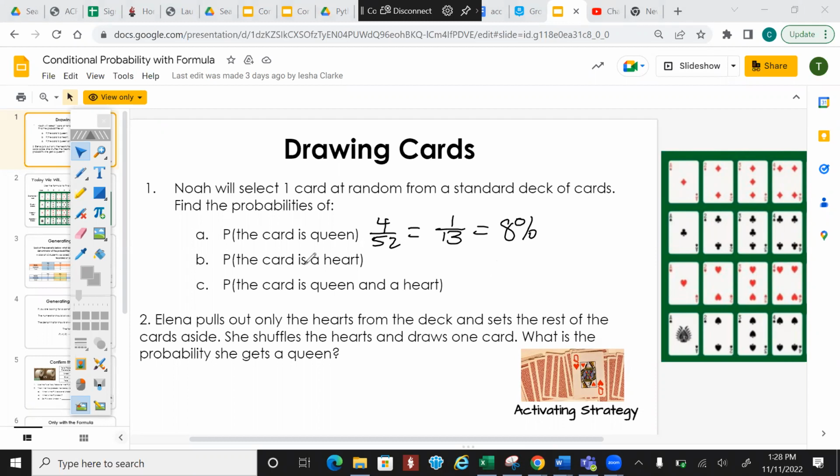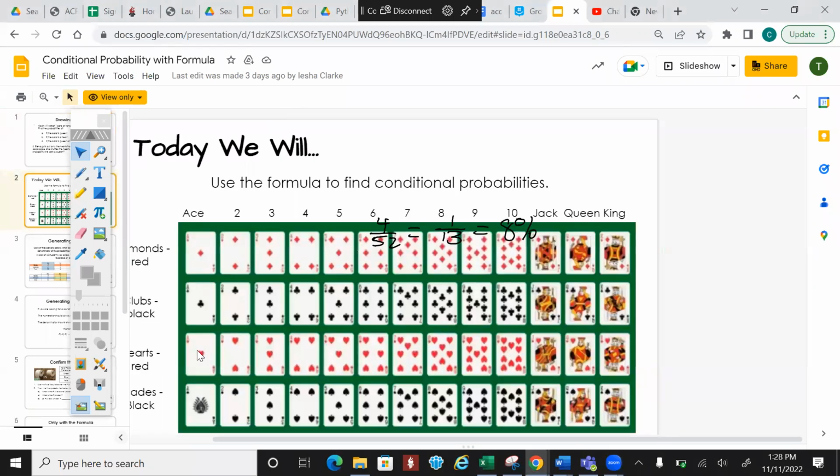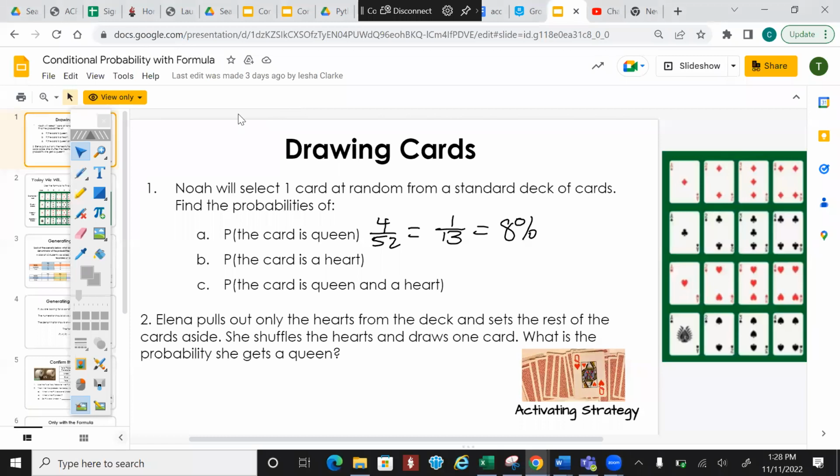What is the probability that the card is a heart? Now, how many hearts do we have from our deck of cards? Look at it again. How many hearts? We have 13. Okay. So we've got 13 out of 52. Okay. So when we simplify that, that's 1/4, which is 25%.